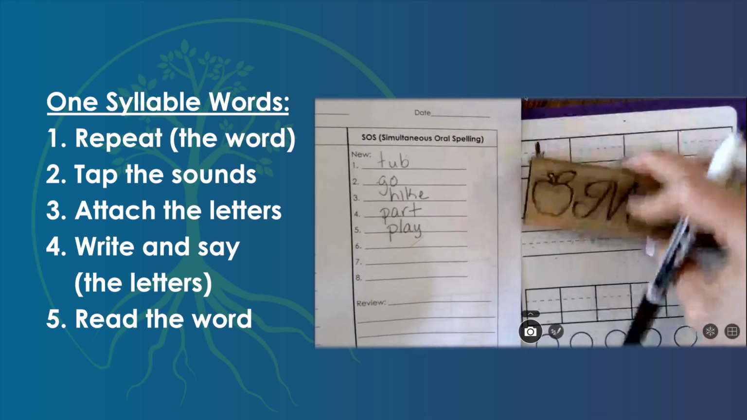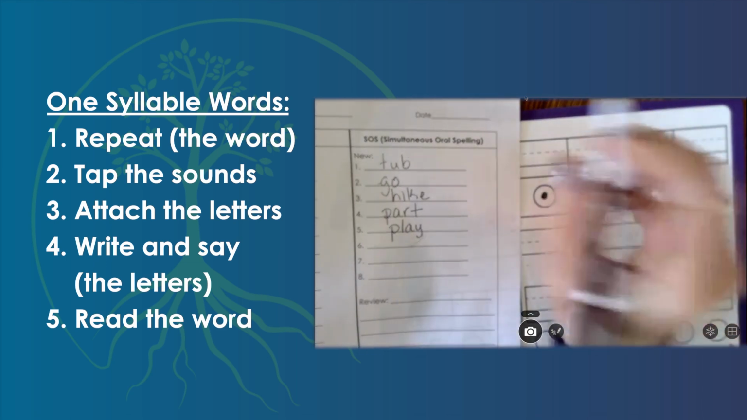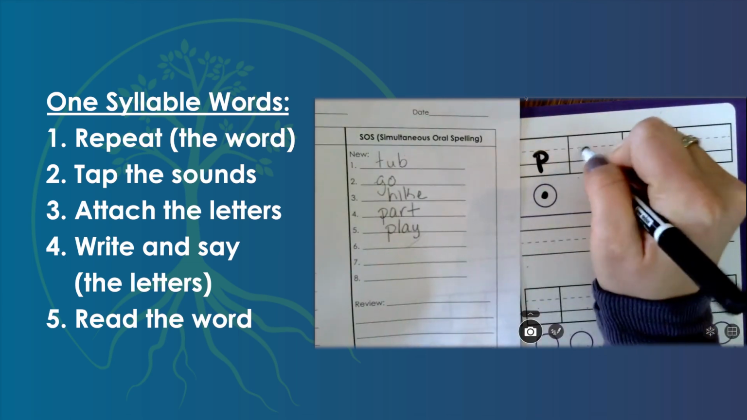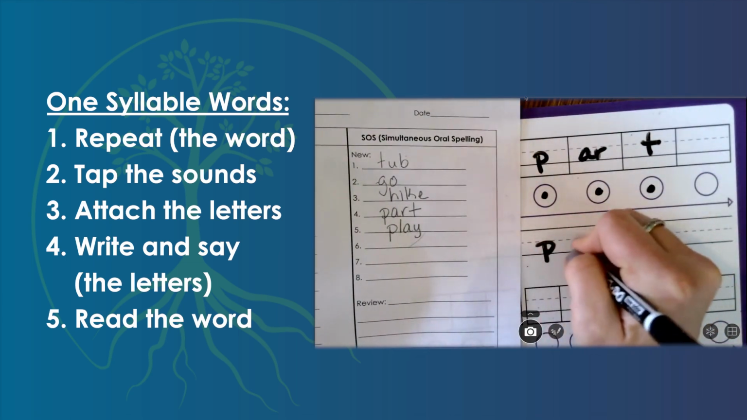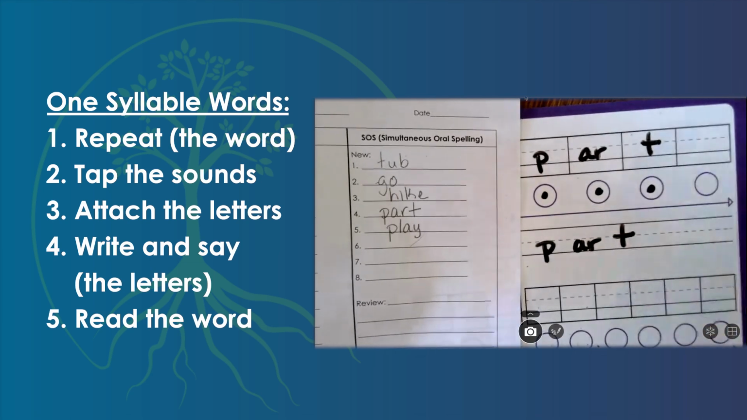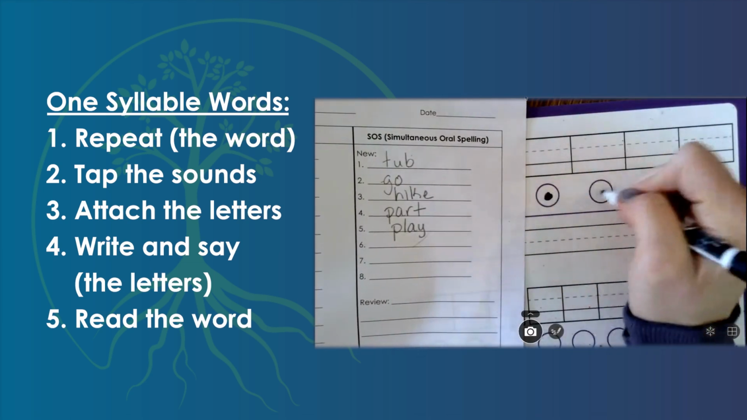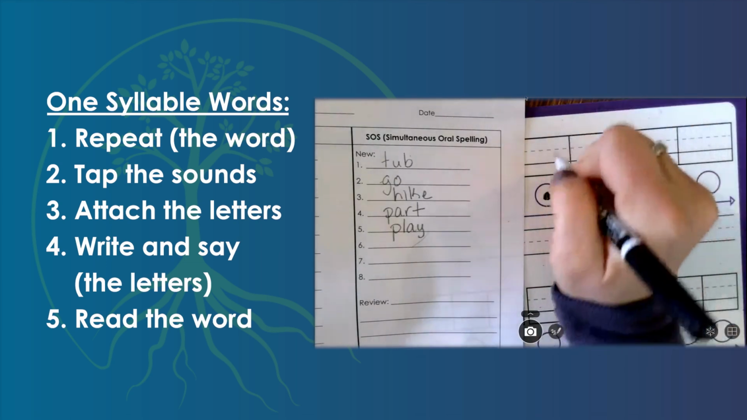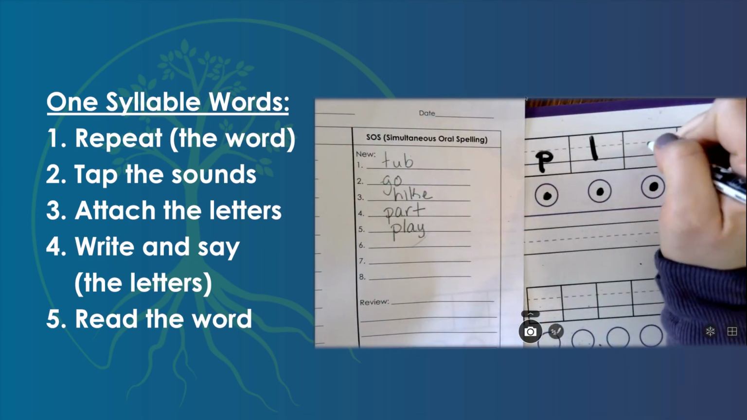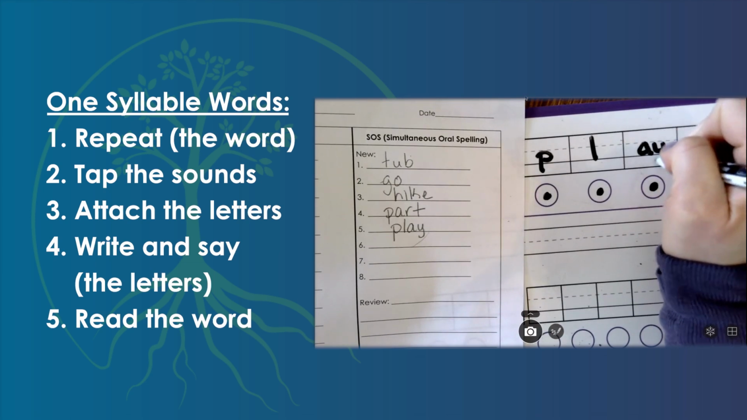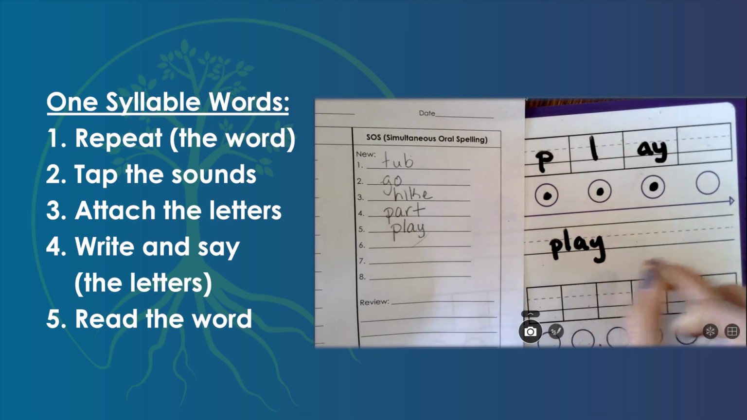All right, let's do another one. Part, P, R, T. What spells P? What spells R? What spells T? Write and say P-A-R-T, part. All right, and let's do the last one. Play, P, L, A. What spells P? P. What spells L? L. What spells A at the end of a word? A-Y. Write and say it. P-L-A-Y. Read the word, play.